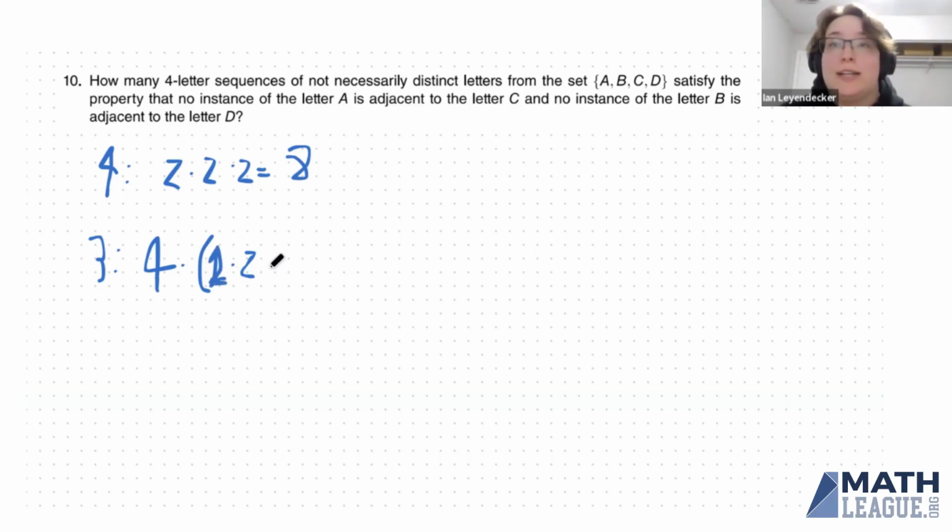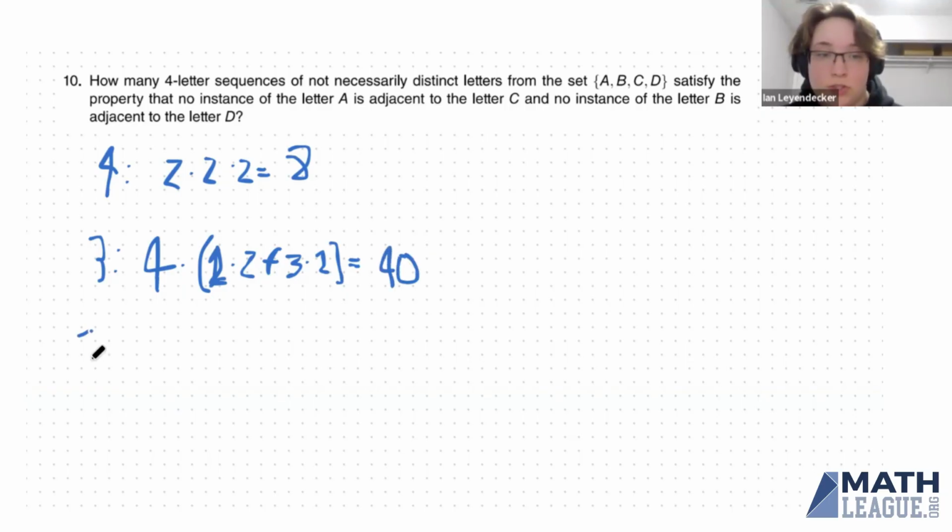However, if the repeated letter is unrestricted, then one instance of it has to be between our 2 restricted letters, and the other one can go anywhere in the sequence for 3 other options. And there are still going to be 2 ways to order the restricted letters. So in this case, there are going to be 3 options for where the repeated version of the unrestricted letter goes, times 2 ways to order the restricted letters, for 3 times 2 options in that case. And multiplying this out, we get 4 times 4 plus 6, or 4 times 10, which is 40.